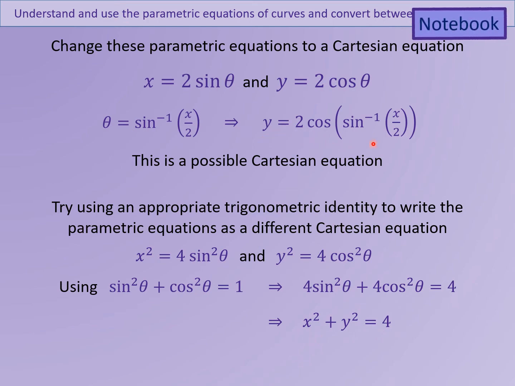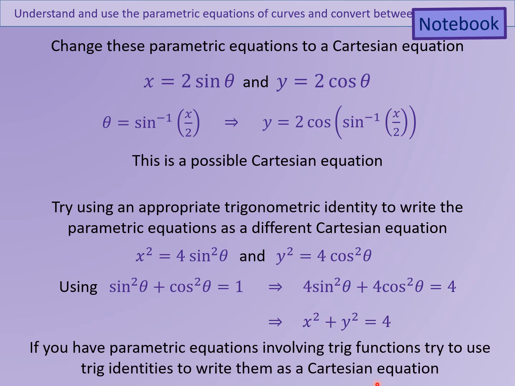This equation would have plotted a half circle, so therefore it wouldn't have covered everything. And again, I wouldn't expect you to know that just by looking at it. But it's interesting to see that the parametric equations, x equals 2 sine theta and y equals 2 cos theta, are exactly the same as a circle of radius 2 at the origin 0, 0.